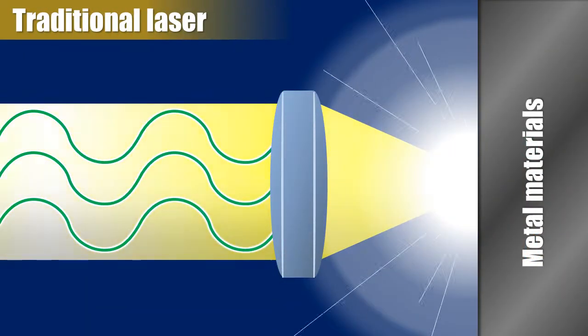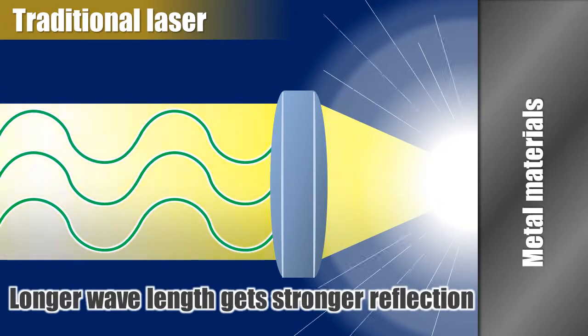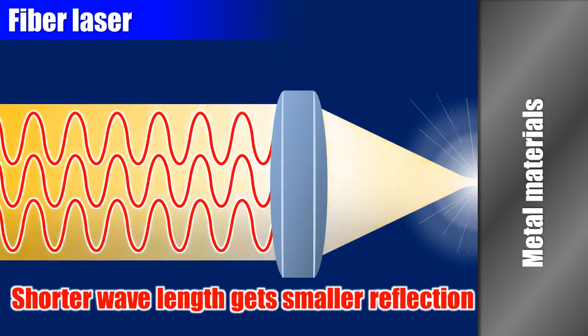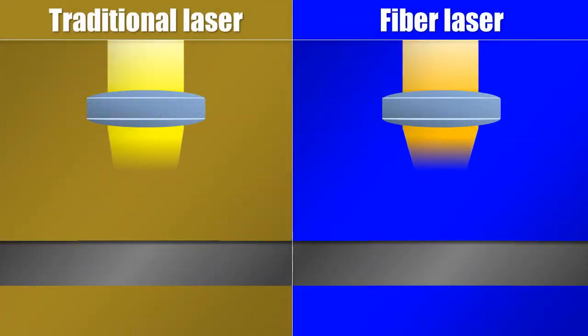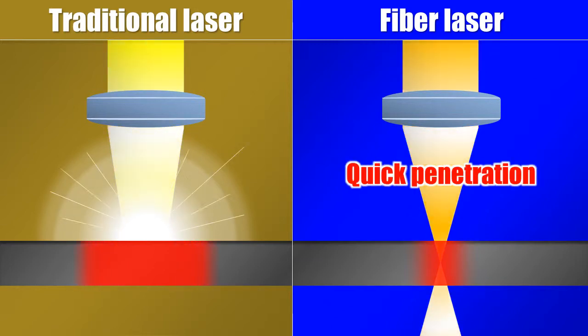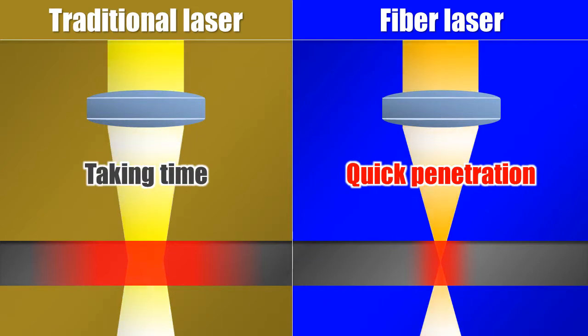Also, when laser beam is applied to the metallic material, longer wavelength of traditional laser gets stronger reflection. By contrast, fiber laser with shorter wavelength gets weaker reflection. Therefore, fiber laser can cut copper, that is generally called highly reflective material, with high speed since laser energy can penetrate efficiently.